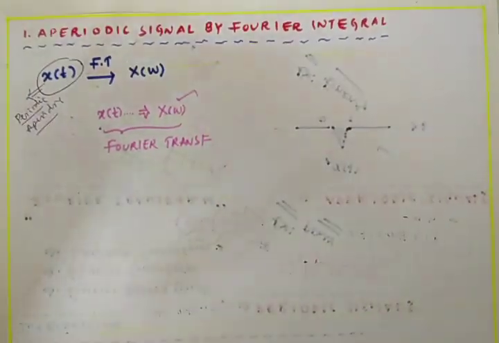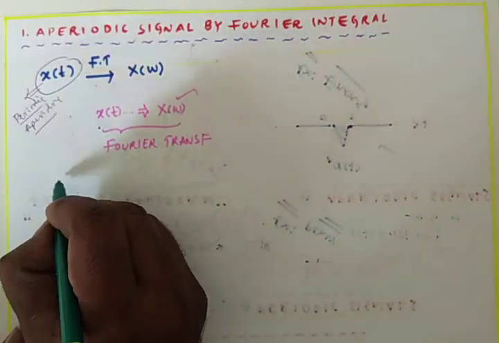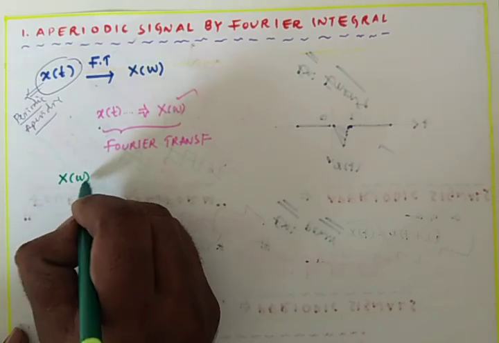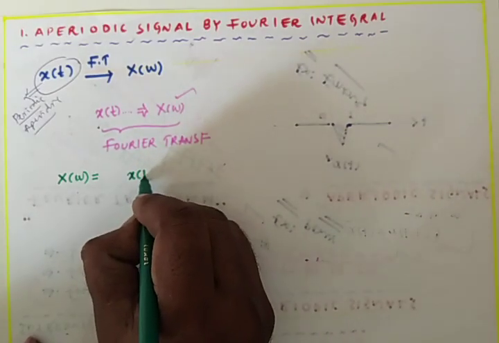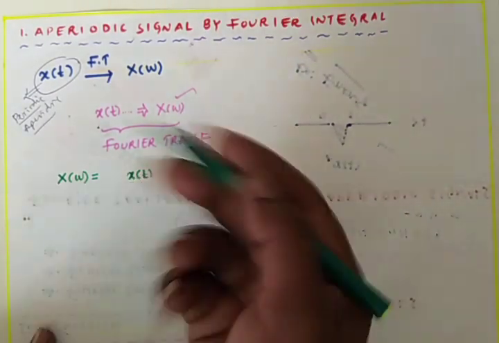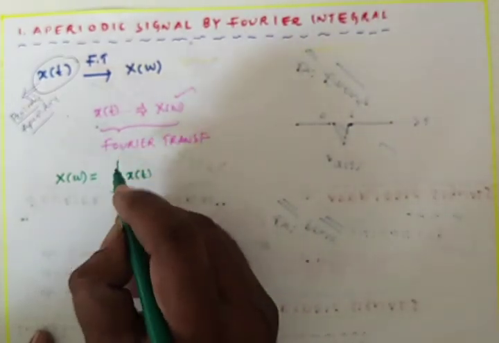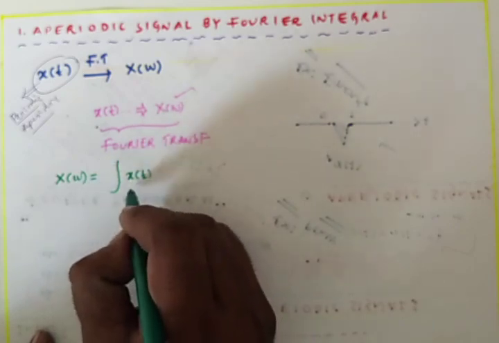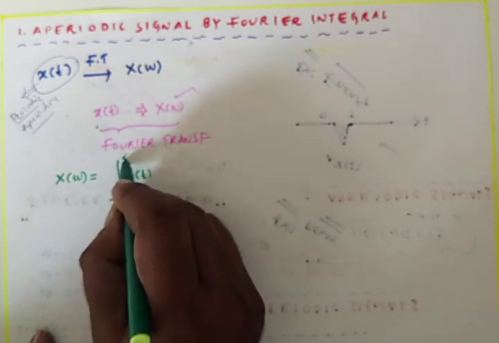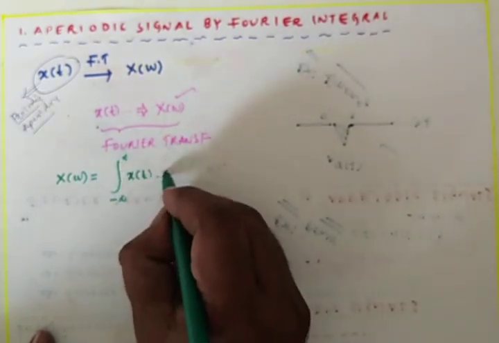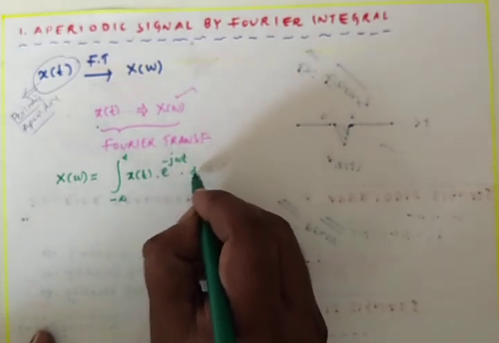So I am going with the standard equation now. X of omega is a frequency domain signal. We can achieve this frequency domain signal from the time domain signal x of t by applying the Fourier transform on x of t, that is, the integral from minus infinity to plus infinity of x of t into e to the power of minus j omega t dt.